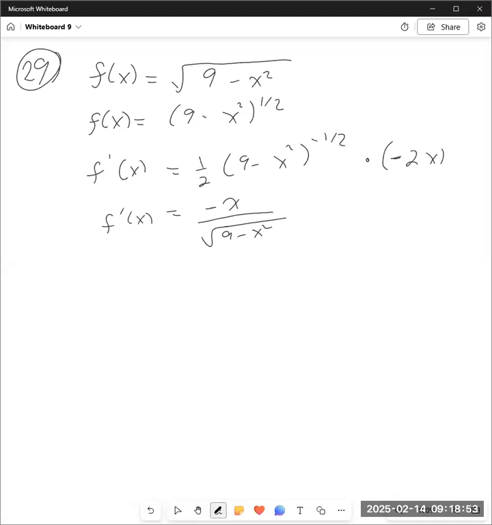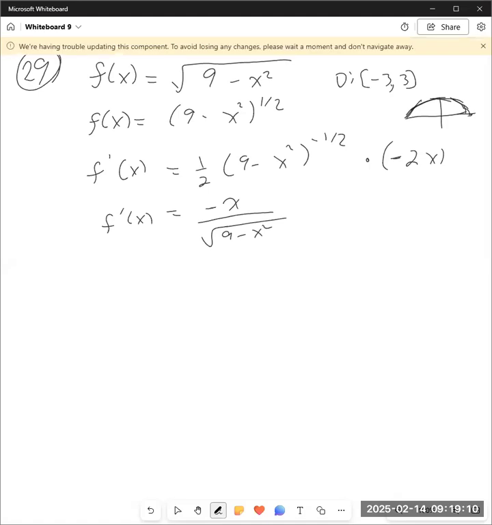And my domain of this is -3 to 3, just so you're aware you can look at that, but this graph looks like this. Graph it on your graphing calculator if you want to, but it's the top half of a circle. x squared plus y squared equals 9. So it's defined from -3 to 3.